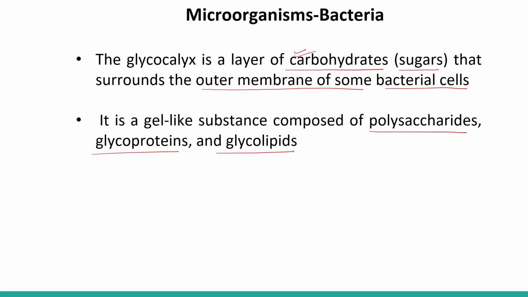Okay, so the glycocalyx is in two forms: a slime layer or a tough, thick capsule. Either it is present as a thin slime layer, or as a tough and thick capsule. But whether it is a slime layer or a capsule, it is composed of polysaccharides, glycoproteins or glycolipids. So all these three substances are present in the glycocalyx layer.